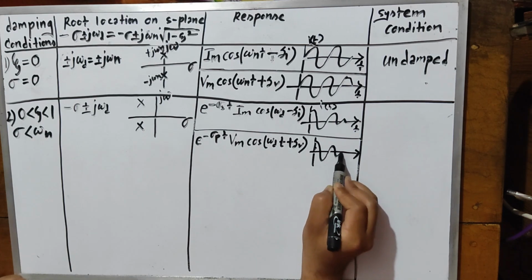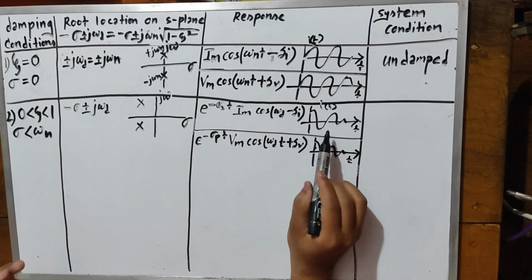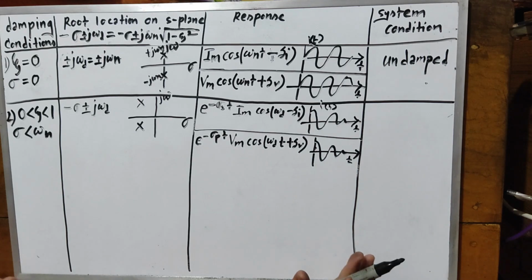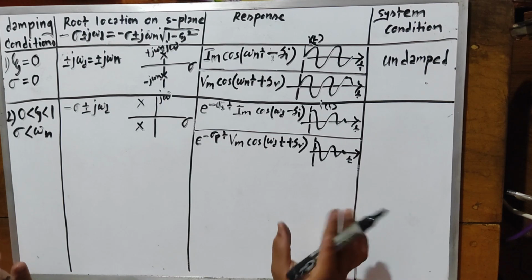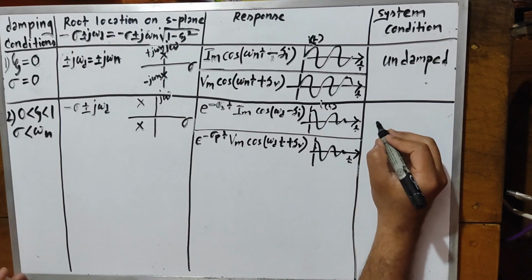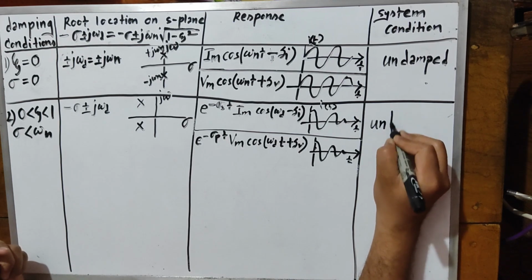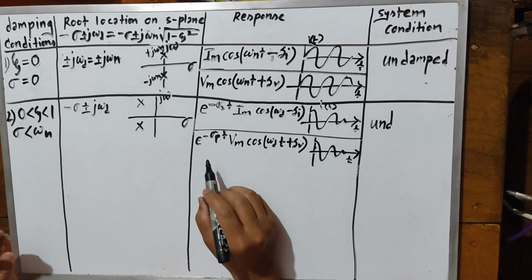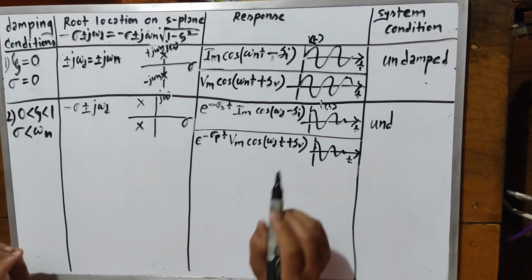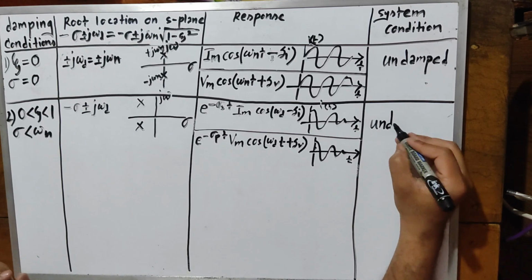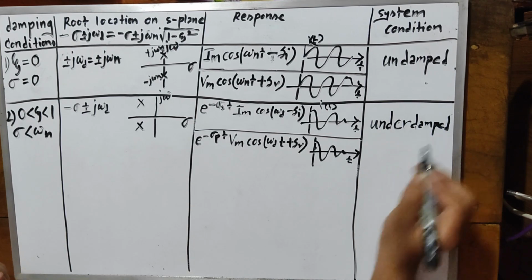So this is basically this. Okay, almost the same. There will be some phase shift here and there. So this is the basic response. This is the case where the system is underdamped. There is damping present, but there is also oscillation present in the system. So this is the underdamped condition.